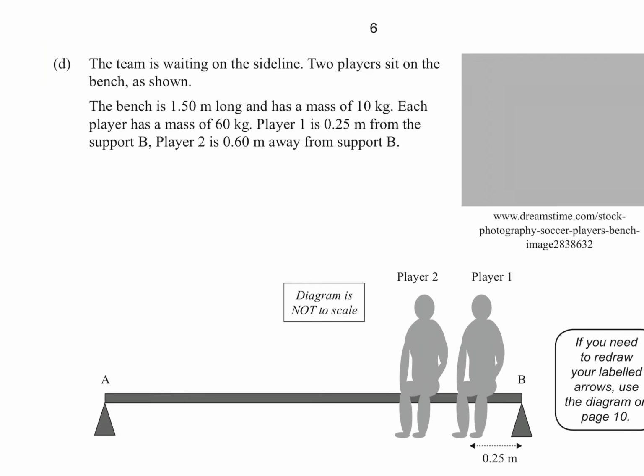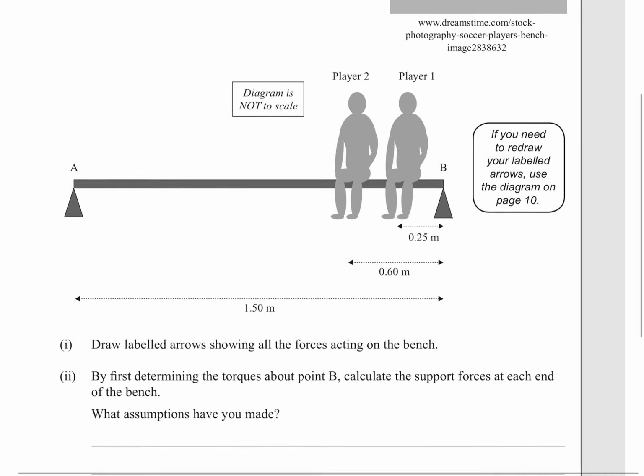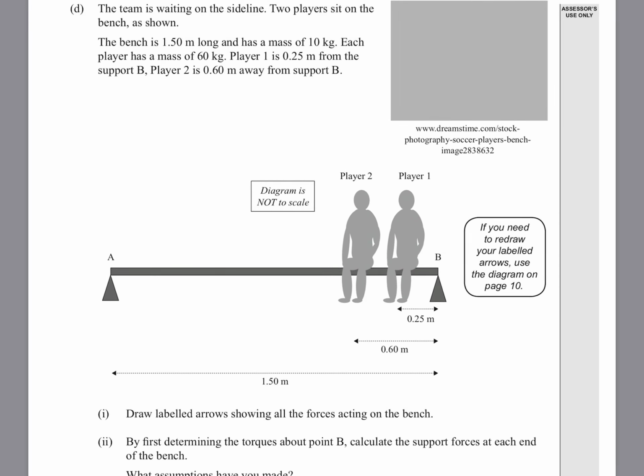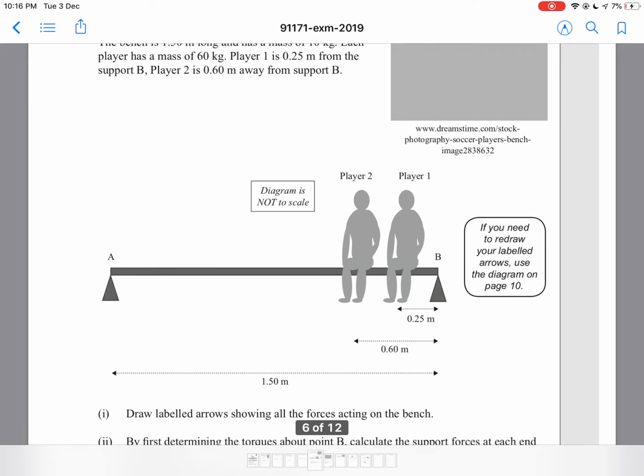Alright, question D. The team is waiting on the sideline. 2 players sit on the bench as shown. The bench is 1.5 meters long and the mass of the bench is 10 kilograms. Each player has a mass of 60 kilograms. Player 1 is 0.25 meters away from the support B, and player 2 is 0.6 meters away from support B. Draw labeled arrows showing all the forces acting on the bench. So this involves the 2 support forces and the total FG acting downwards on all the objects.